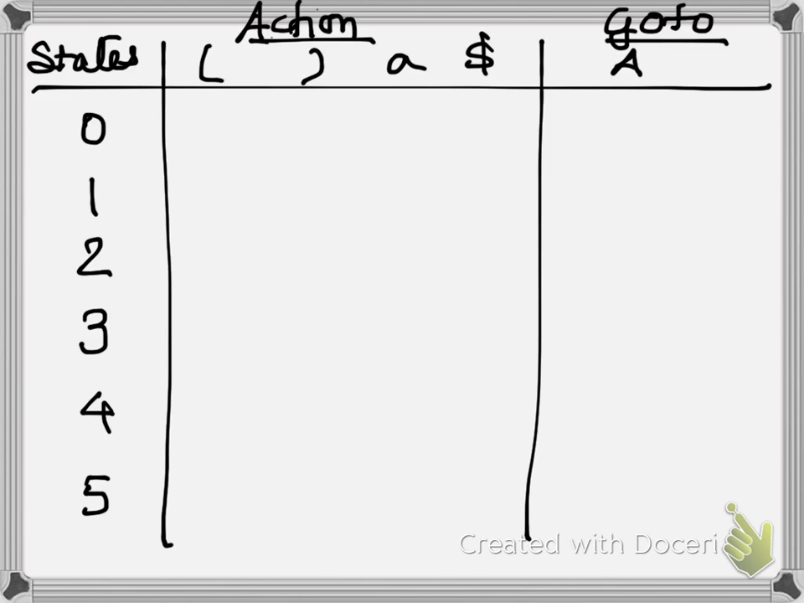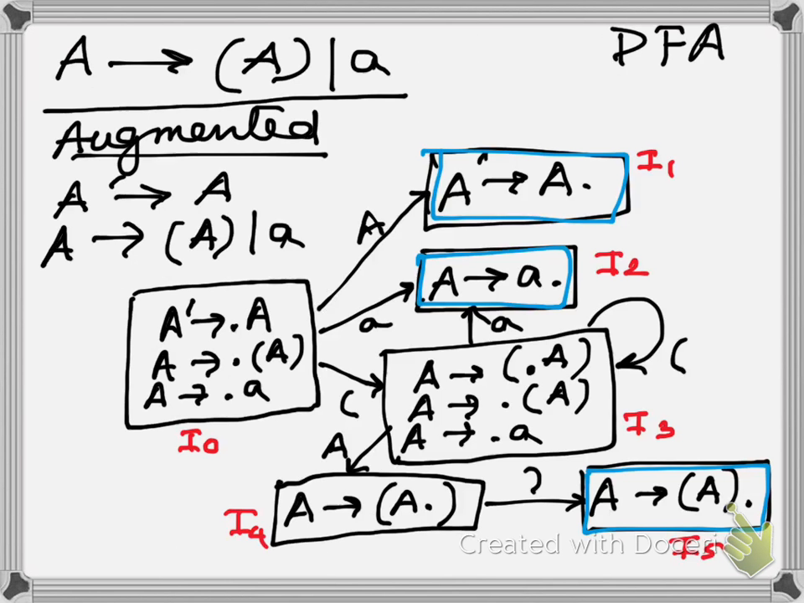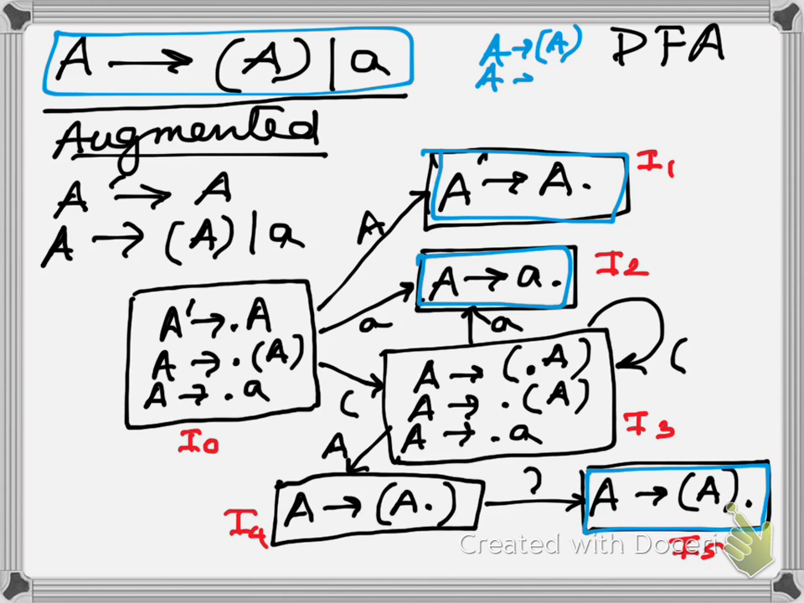With this ready, now let us construct this table. To construct this table, we need to refer to our DFA. So this is our DFA. Now we do not consider the augmented grammar anymore. We only consider the original grammar, which was this one here. So here I have 2 productions, right? I have production A goes to parenthesis A, and A derives small a. So we can mark them, say this one is 1 and this is 2. We just give a number to the production.